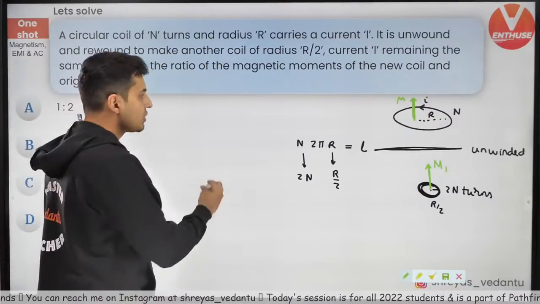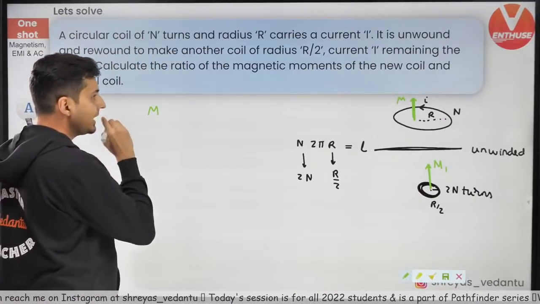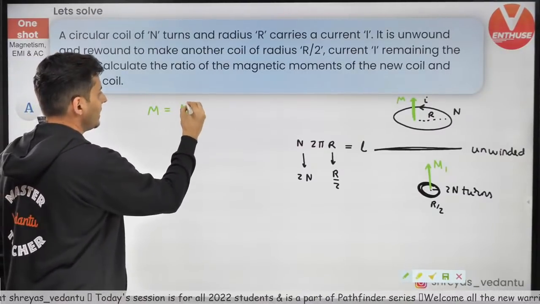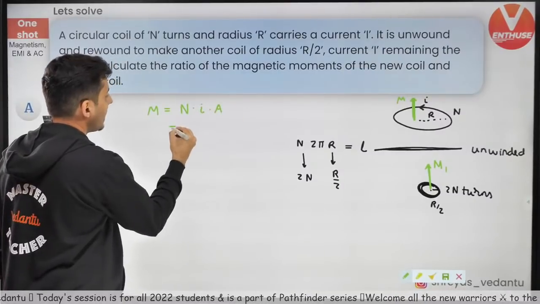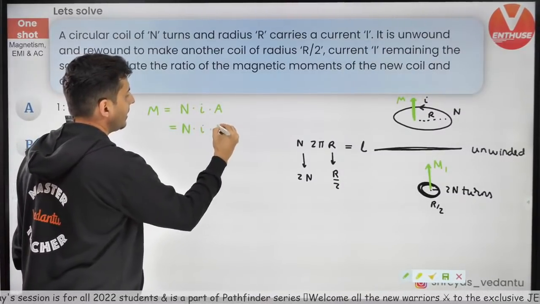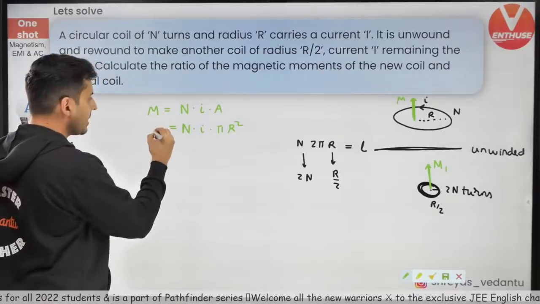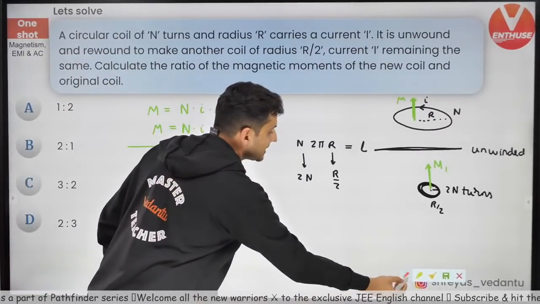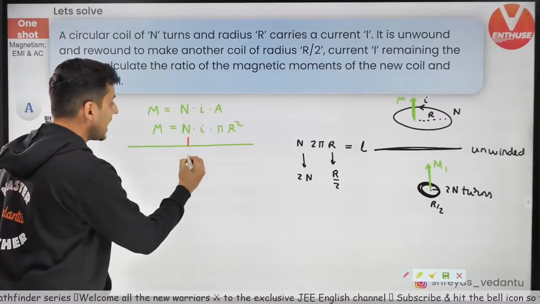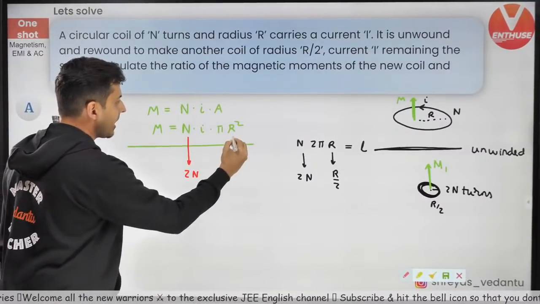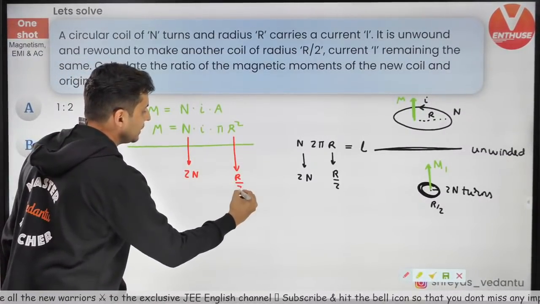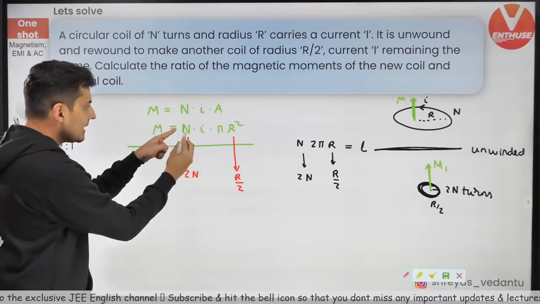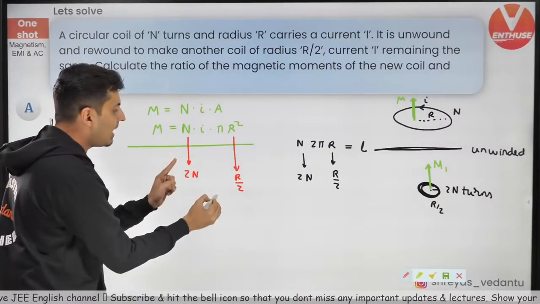So what is the value of m going to be and m1 going to be? Let's think. In general, m will be n I a, and area will be pi r square. This is the magnetic moment initially. When you change it, n has become 2n, r has become r by 2. I has not changed, pi has not changed.